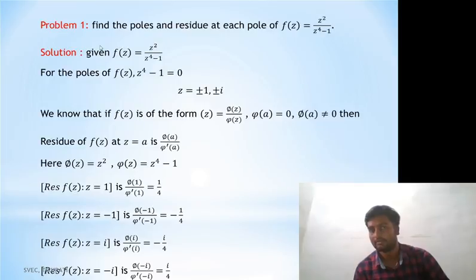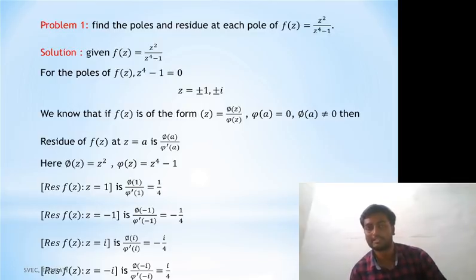Right? Now find the poles and residues at each pole of f of z. This is another method for finding residues. You can use the residue at a pole of order m also.